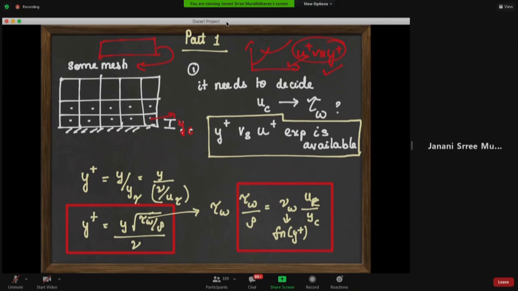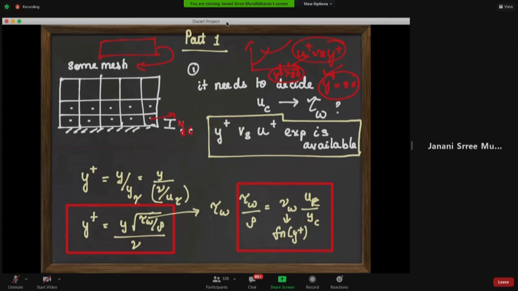So what did I tell you? Y plus greater than 30. All my turbulence models have an empirical expression which will give me good results for Y plus greater than 30. So I know roughly based on the Reynolds number, my flow is turbulent. So then I need to maintain at least Y plus equal to 30, or more, depending on what computational facility you have. Okay. So if I have a Y plus equal to 30, then what happens?